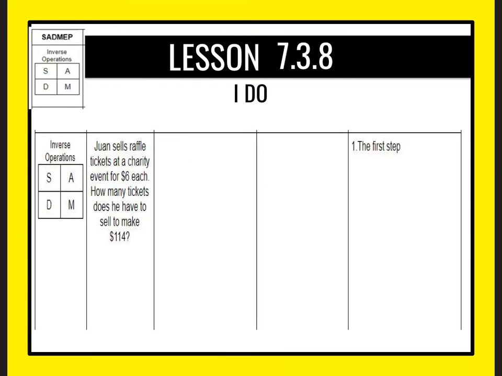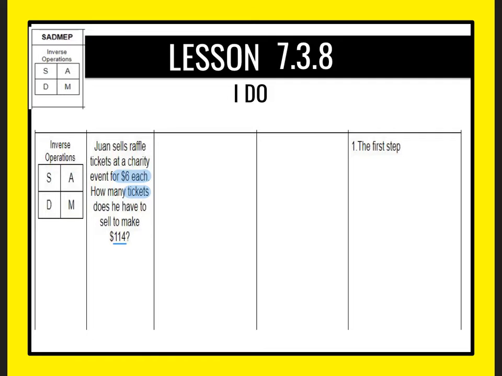Okay, go ahead and check out this situation. We've already been writing equations and using equations to solve. We're just revisiting this process of solving an equation. So let's look at this situation. If I look at Juan, he's selling raffle tickets at a charity event. I guess they're raising money, and every ticket is $6 each. So you're being asked to find how many tickets he has to sell in order to make $114.